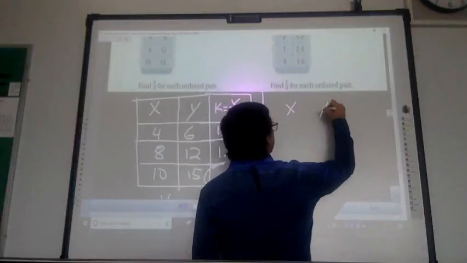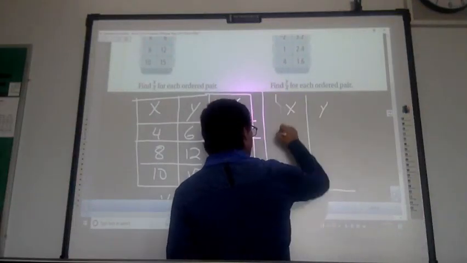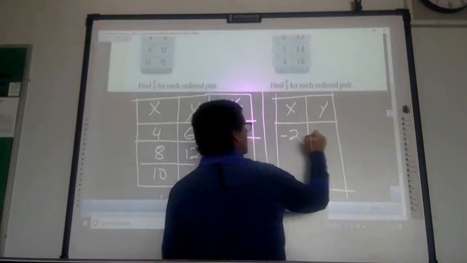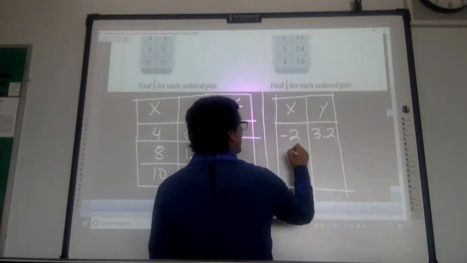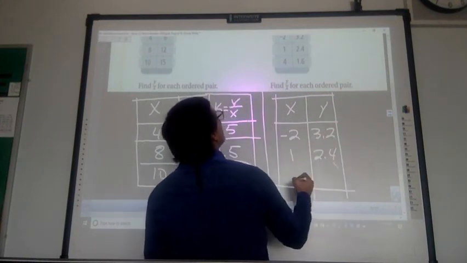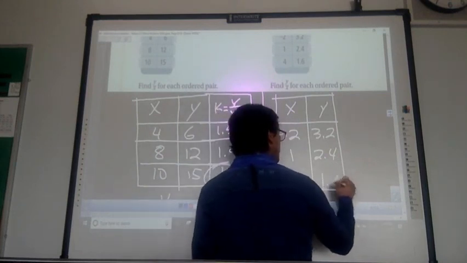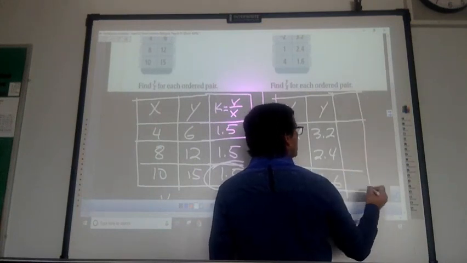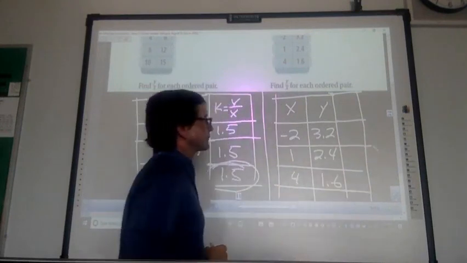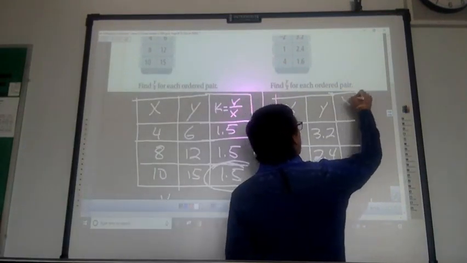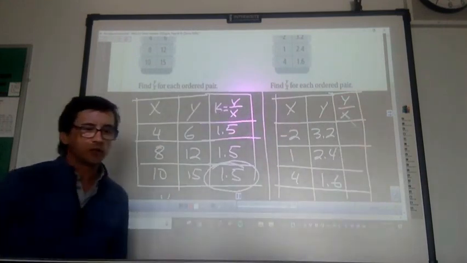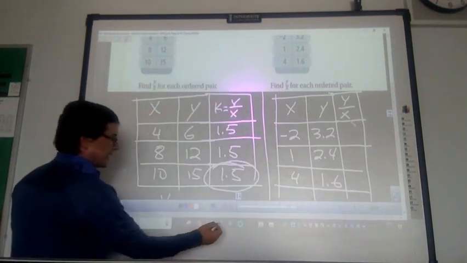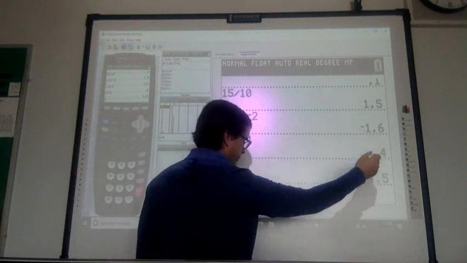So make an xy table, where we have -2, 3.2, we have 1, 2.4, and 4, 1.6. So we're just going to do y over x. You're just making a third column, okay? And then do y over x. So 3.2 divided by -2 is right here, -1.6.